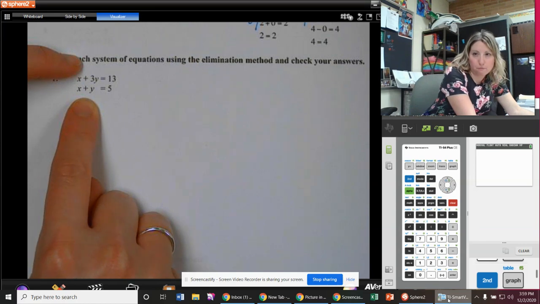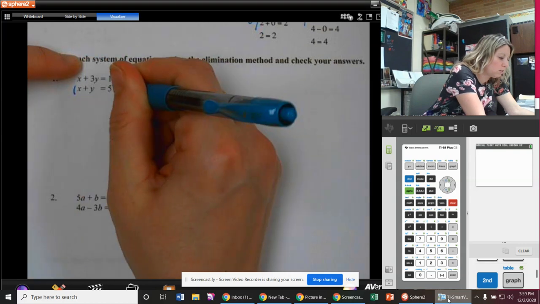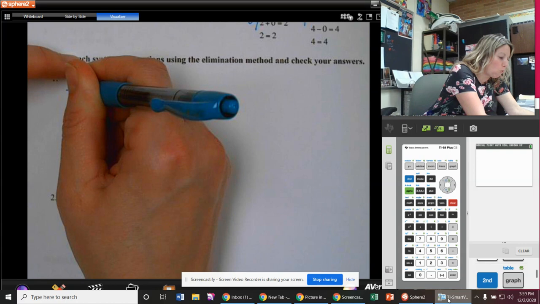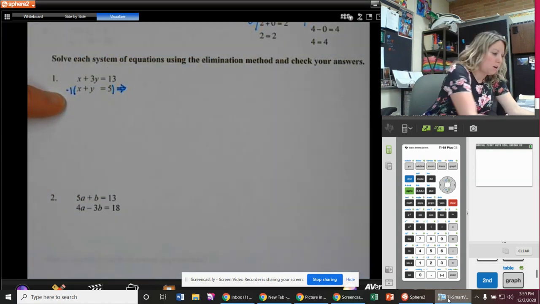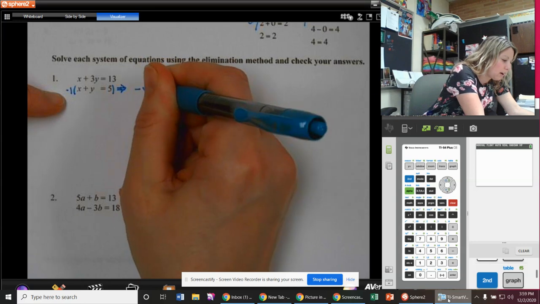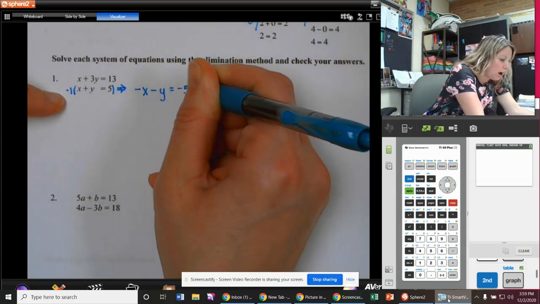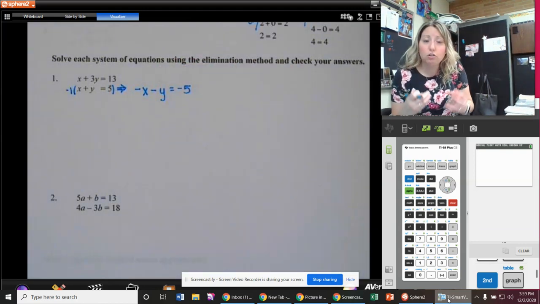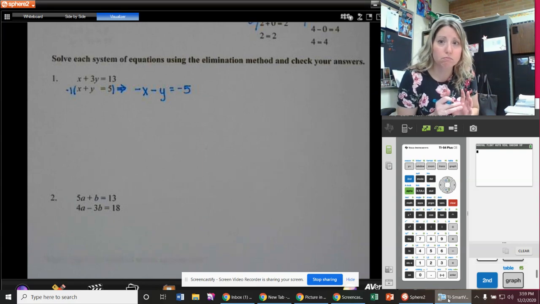So the way that I can force an opposite sign is to take one of the two equations and multiply it by negative 1. So I can force that to be a negative y, or excuse me, a negative x. And then that way, so I've got this negative x, I get this negative y equals negative 5. Now I've done it throughout, so I haven't changed the essence of the equations at all.